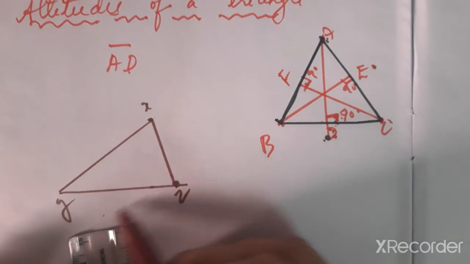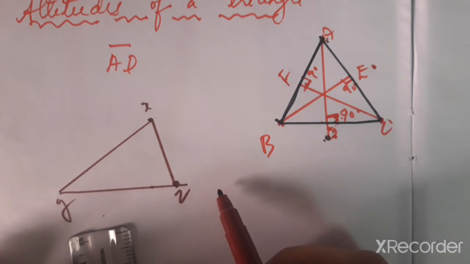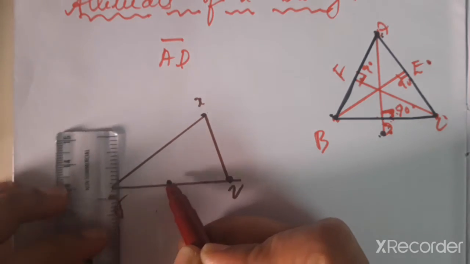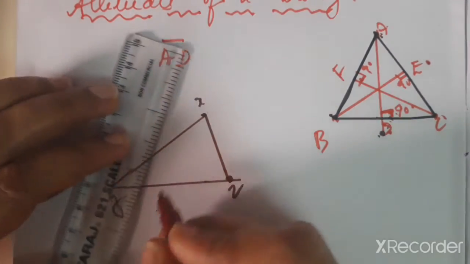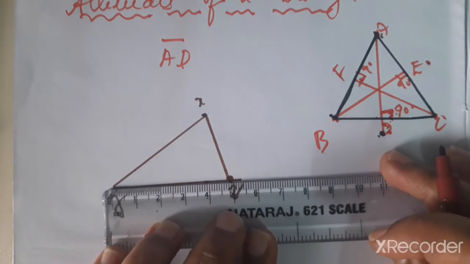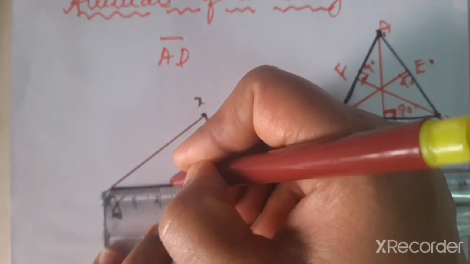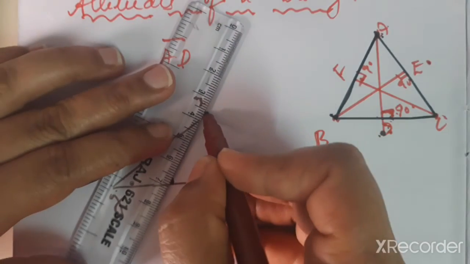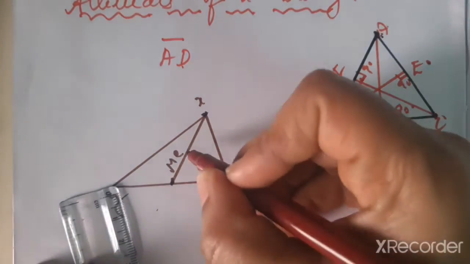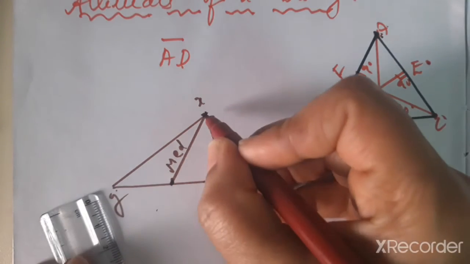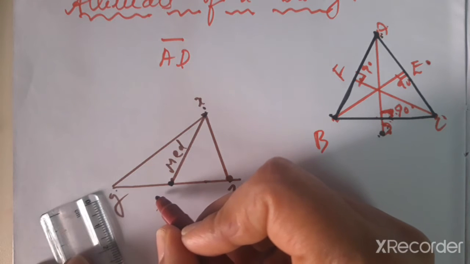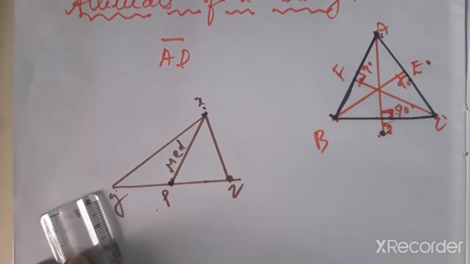Here XYZ is not an equilateral triangle. Median means we have to draw a median. How to draw a median? Median means from the middle, so we check the middle of the line. This side is 5 centimeters, so 2.5 is the midpoint. This is the median, because it goes from a vertex to the middle of the opposite side. So this is median XP.